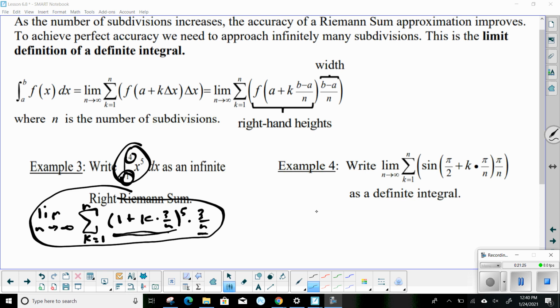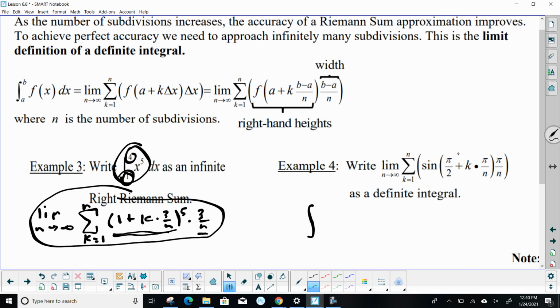So I'm going to come down here. I want to find the definite integral from a to b. I need to know what my function is. So if you look at it, the pi halves plus k times pi over n, that is the inside of right here. So whatever that's being plugged into is my function. It's being plugged into the sine function right there. So that is my function. So it's going to be the definite integral of the sine of x.